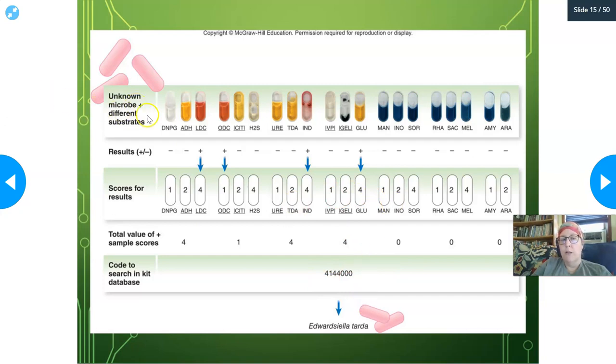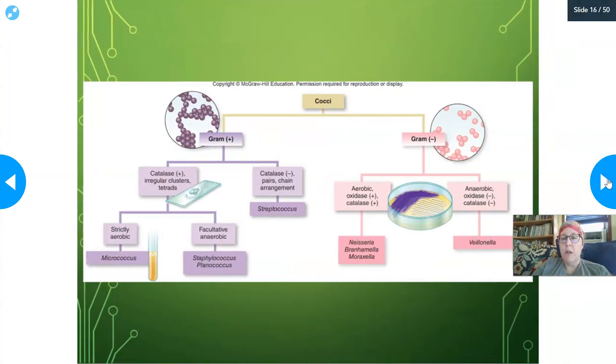So the reading of the colors is done by the machine. And it generates this number and all that, and it comes in a printout, and then it generates your possible ID. Of course, if you have a mixed culture in here or cross contamination, it can really make things quite wacky and inaccurate. So, another way, this is what we call kind of like a decision tree thing.